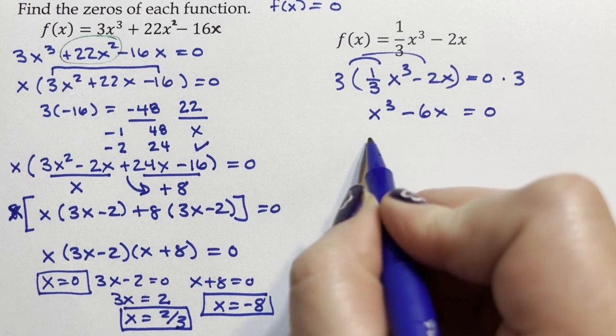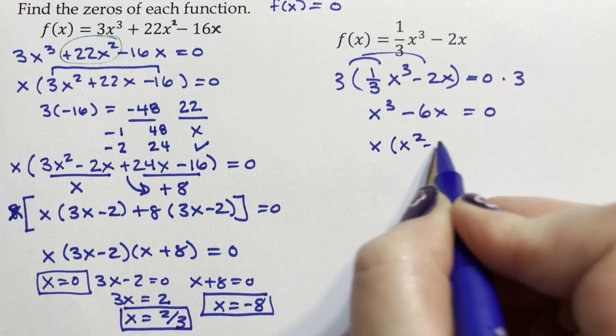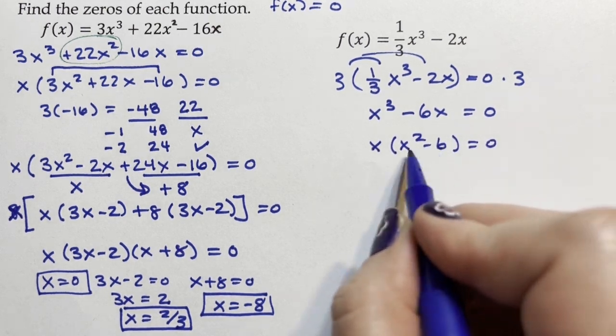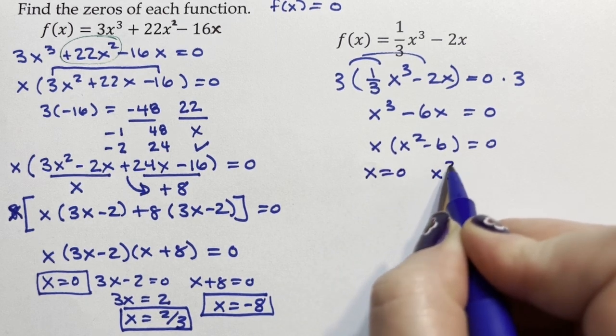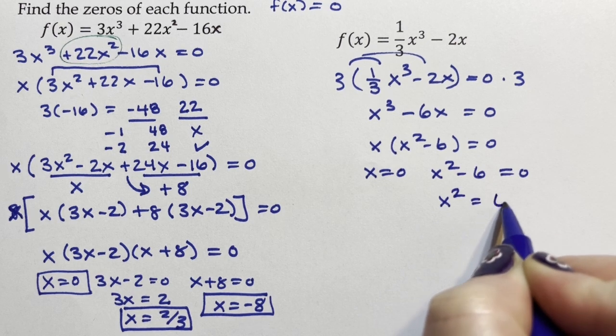Now I'm going to factor out an x. Still, I'm looking for 3 answers. X squared minus 6 equals 0. You know what? This is something I can set equal to 0. X equals 0, or x squared minus 6 equals 0 when x squared equals 6.